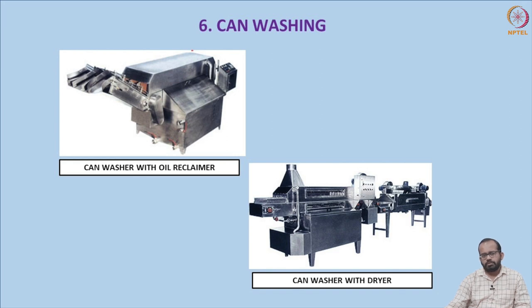There is also a can washer with oil reclaimer available, and also a can washer with dryer available. Can washing is one of the important processes, because cans leaving the seaming machine will have either oil, brine, sauce, etc., or pieces of fish on the surface. Because generally we use high speed canning machines, such conditions may occur. Such cans, if not washed, may contaminate or clog the retort.